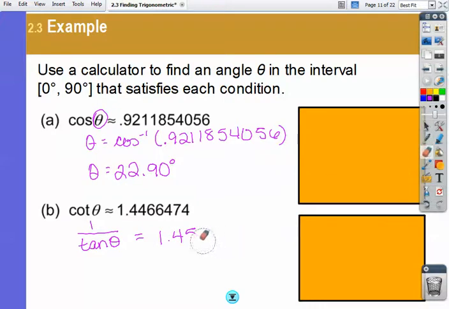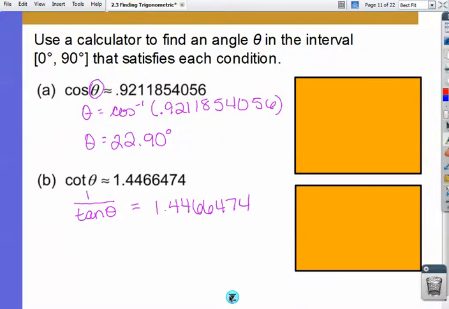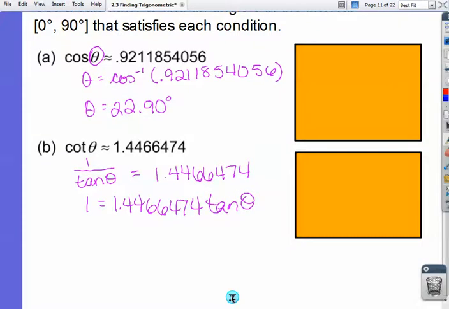You have to be a little careful. You can't plug this in as it is. To do the inverse, you have to get tangent by itself on this side. Because what I did is I took 1, I divided by something, and this is the answer I got. So I can't do my inverse until I just have plain tangent over here. So if I multiply by tangent, then what would I do? Divide by 1.4 and so on. So basically tangent is going to be equal to 1 over whatever the answer is. That's easy. Yeah. So that's what you type in.